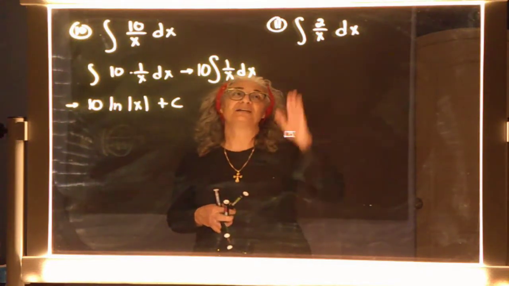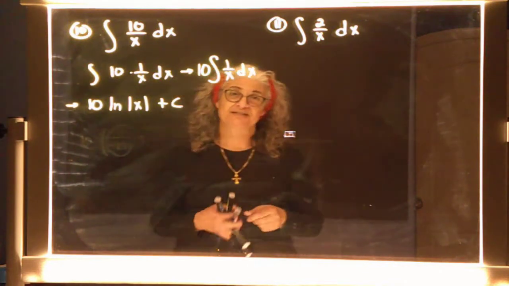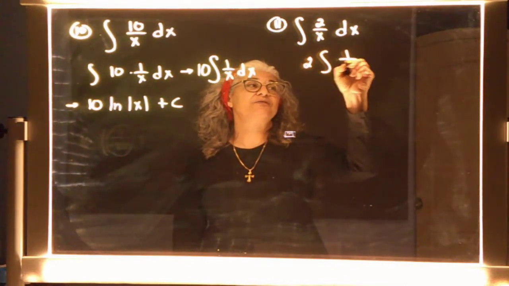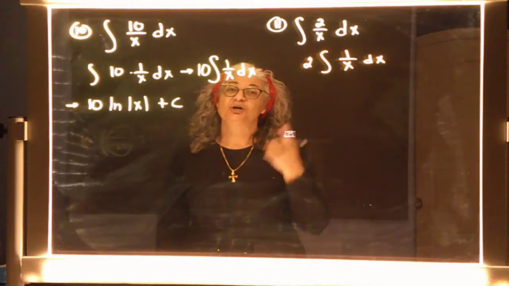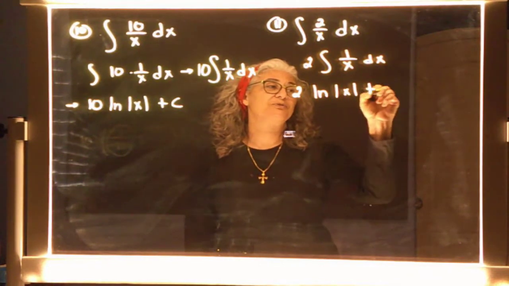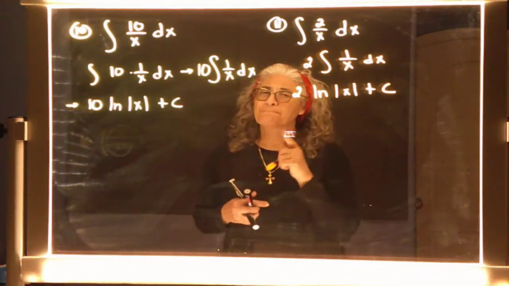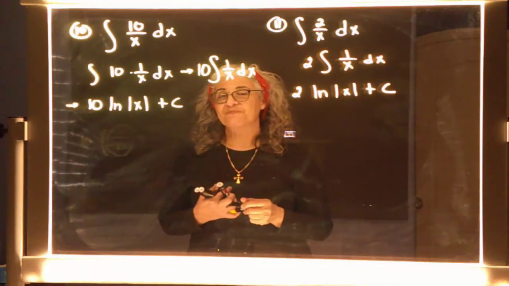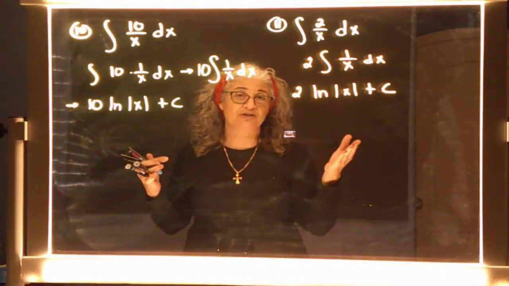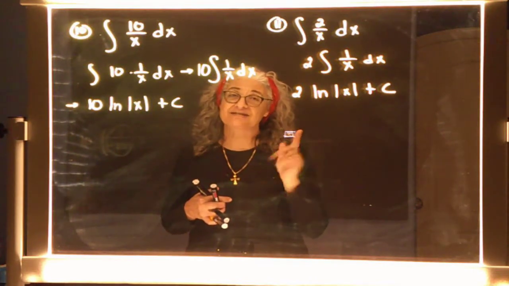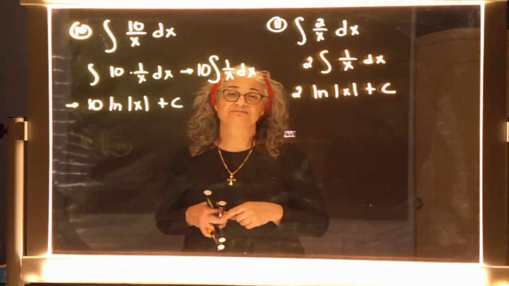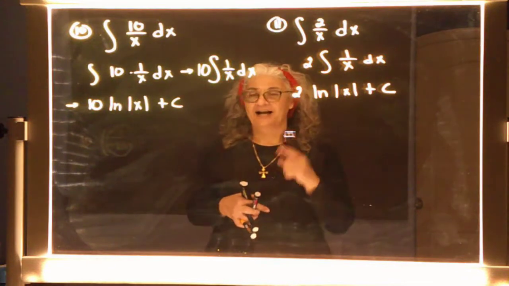Good? Okay, number 11. Yep, kind of the same thing, isn't it? I can take the 2 on the outside, and I'm taking the antiderivative of 1 over x dx, aren't I? Which is going to be 2 times the natural log of the absolute value of x plus c. Great. By the way, you remember why you put the absolute values there? Good, because the domain of a log function, be it natural log or otherwise, is always 0 to infinity, excluding the 0. You can only take the natural log of positive numbers, not including 0.